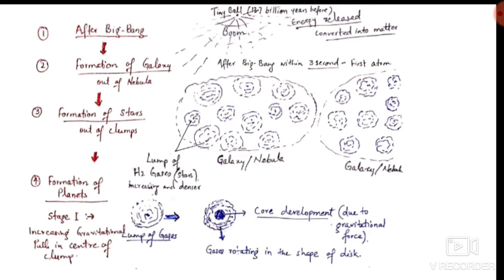of 9.461 into 10 to the power 12 kilometer, and the average distance between the earth and sun is 149.5 million kilometers. If we measure in terms of light time, it is 8.311 minutes. And the diameter of individual galaxies ranges from 80,000 to 150,000 light years, not in kilometers.